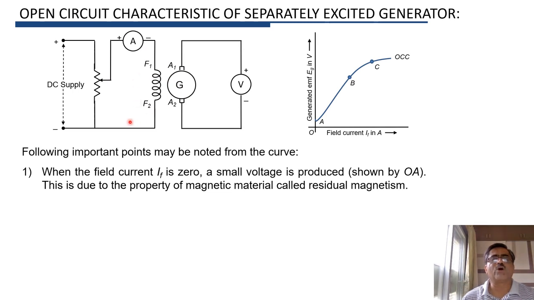This is because of the property of magnetic material called residual magnetism. Because of residual magnetism, the flux is not equal to 0. Some flux remains there even if the current in the field winding is reduced to zero. And because of that residual magnetic flux, a small EMF is induced in the armature, which is equal to OA.